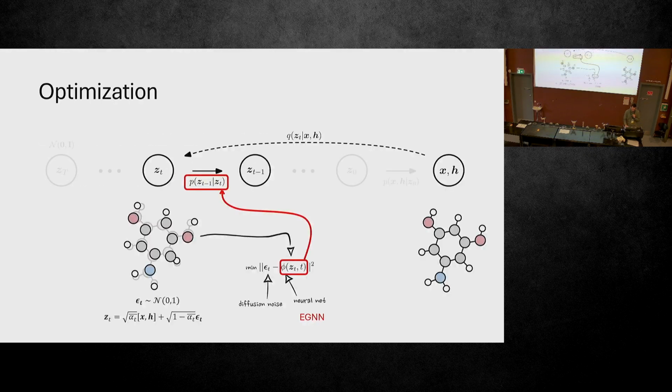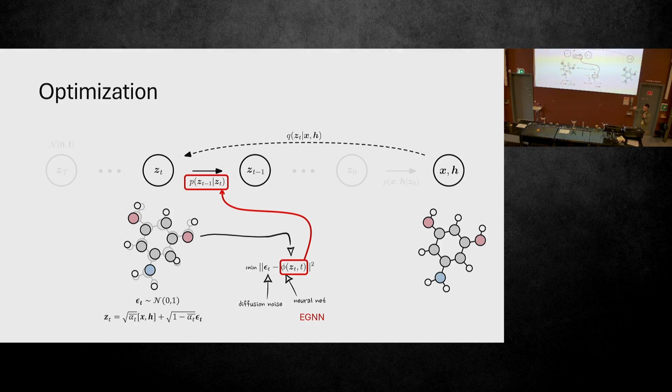Then we use this neural network, which we train using these very simple laws, to parameterize the reverse function. The reverse function, as mentioned before, is a Gaussian distribution with a given mean that we are estimating. That mean is parameterized with this neural network. So that's it. Basically, we just need to learn this neural network using these laws.